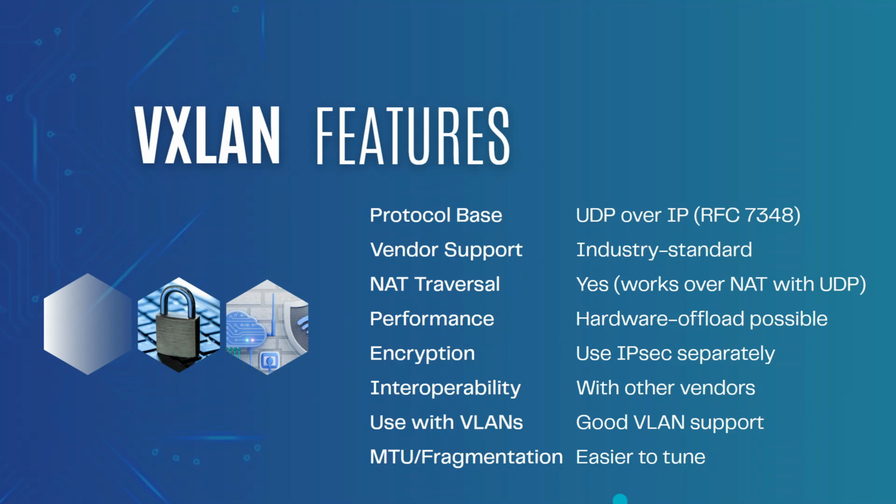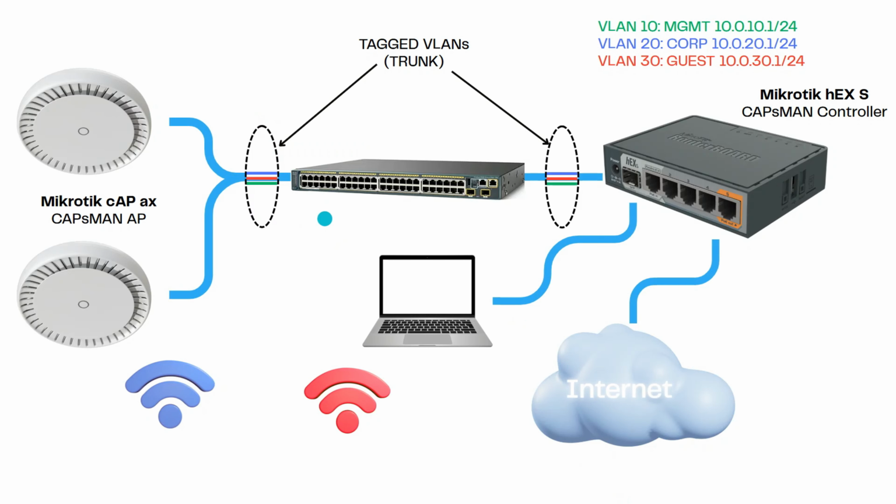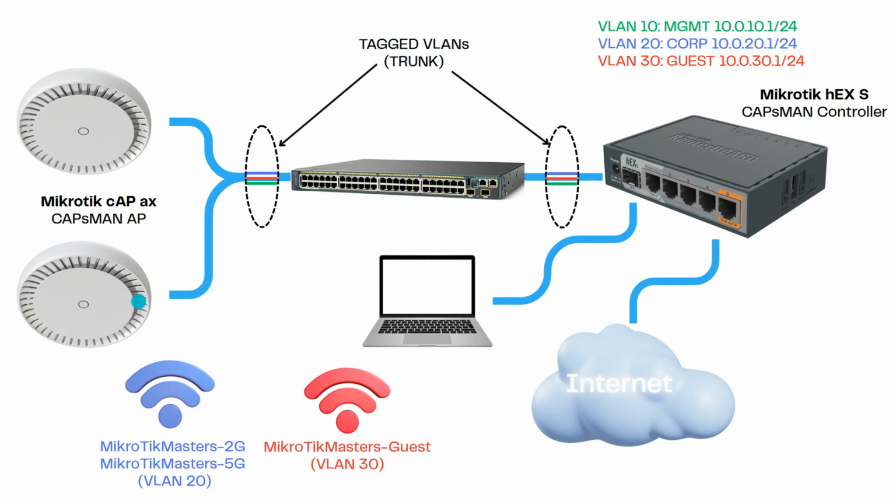If I go back to my diagram, instead of the traffic coming from the client to the SSID being tagged all the way through my network and potentially going onto another client on the same network, instead of using VLAN 30, we're going to create a VXLAN between our MikroTik controller and each of the access points.